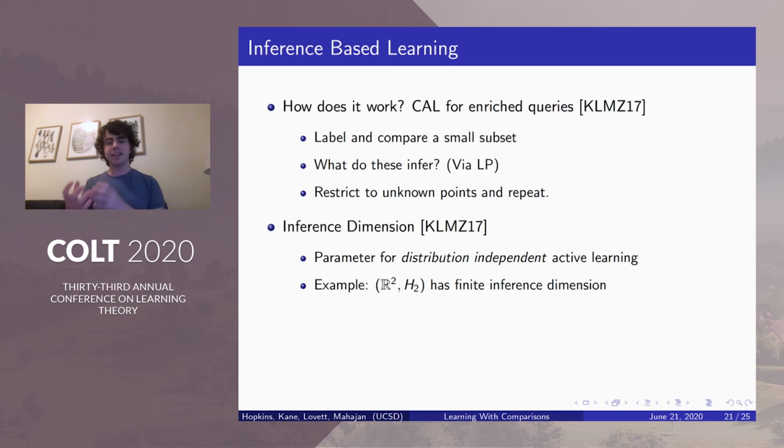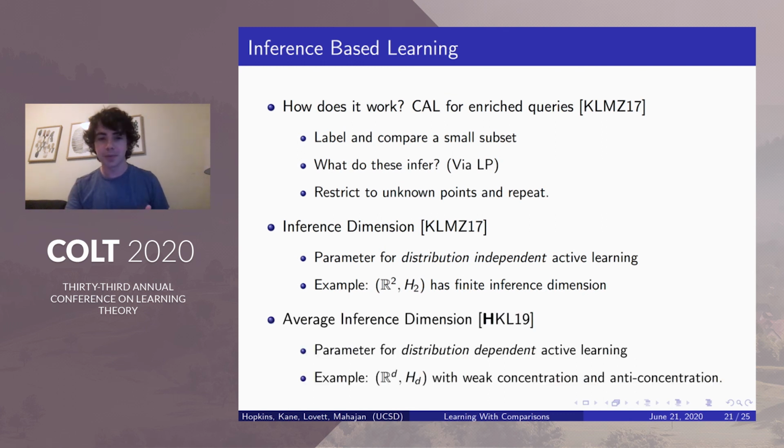And so if you have this guarantee, you only need to repeat this a logarithmic number of times to successfully actively learn. This was extended to higher-dimensional half spaces and other distributions by adding weak concentration and anti-concentration requirements on the distribution. The idea just being that if the distribution is at least reasonably nice, when you draw a finite sample, it should have reasonably small inference dimension.